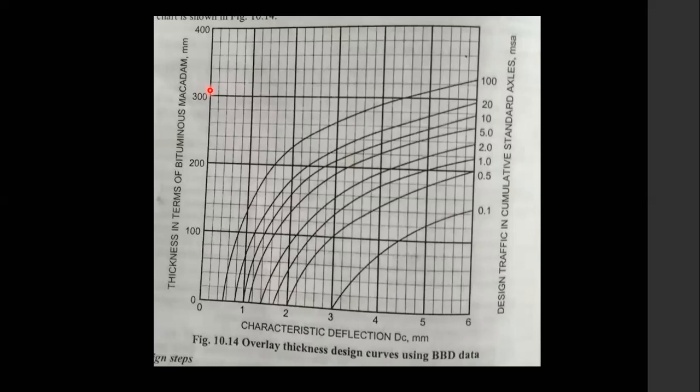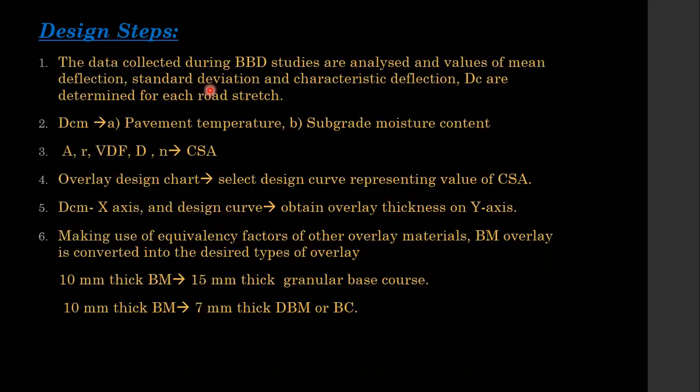Overlay thickness means initial some thickness you have given. Due to the increased volume of loads, the structural condition has been deteriorated. So, you are providing some additional thickness. Okay, that is the concept behind this.